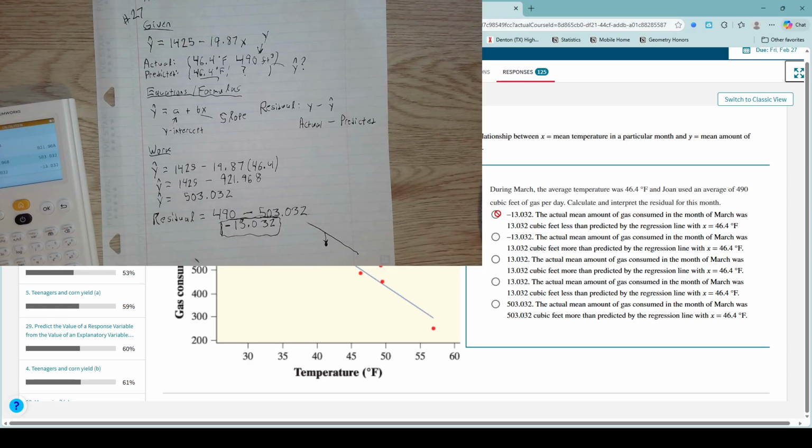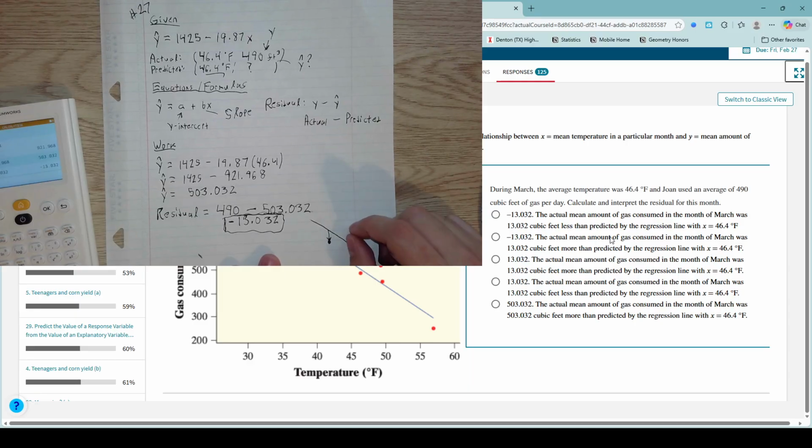Alright, well, I'm liking this first answer right here, but let's double check the other answers. Negative 13.032, the actual mean amount of gas consumed in the month of March was 13.0 cubic feet more than predicted. Well, we just talked about that this is 13 less than predicted, right? So we can cross that out. And if we look at all the other answers, none of them have negative 13.032. So the answer must be the first one right here. Okay?